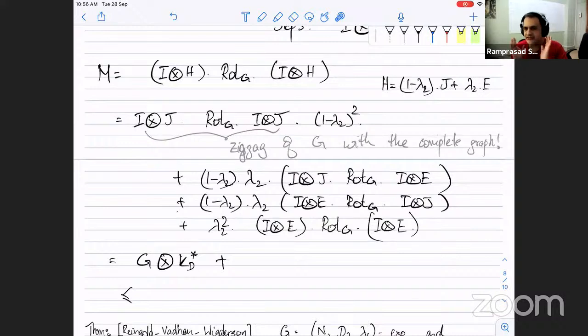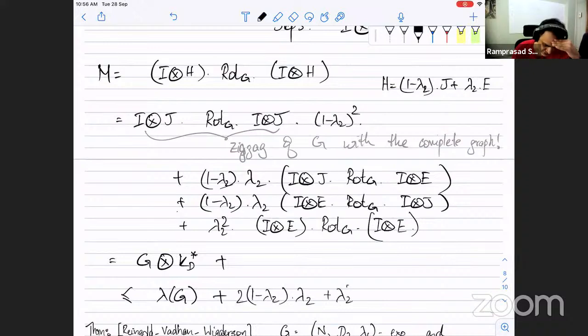The complete graph has the following super cool eigenvalues. There is one eigenvalue at 1. The rest are all at 0. So therefore, this is just going to be lambda of G plus whatever the rest of the terms are. There's 2 of them plus lambda 2 squared. Yeah, it's turning out to be a bit of painful calculation for this.